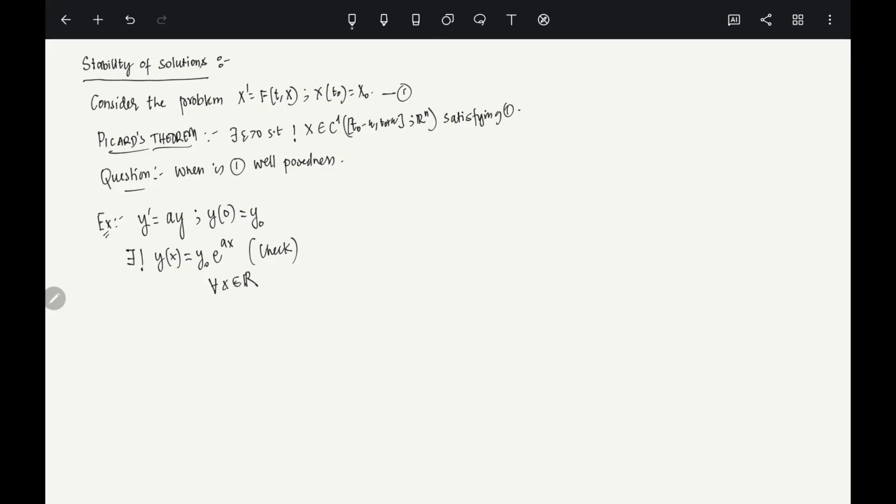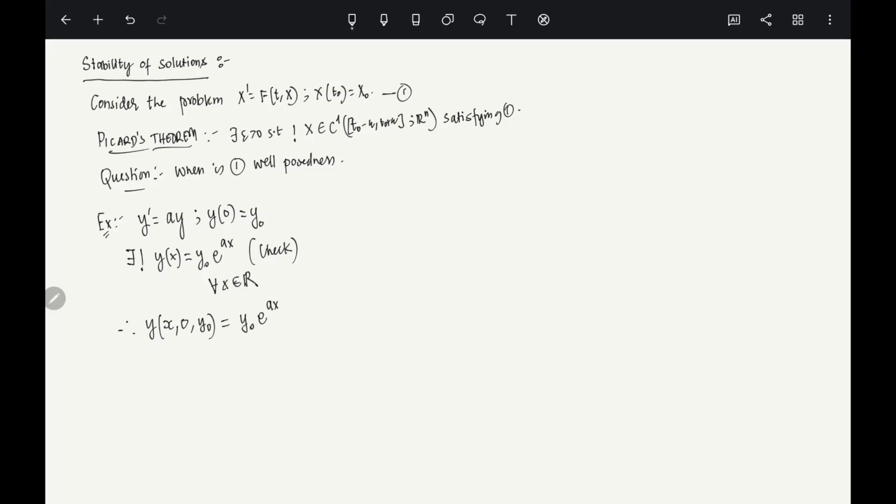Now, let us look at this. Therefore, if we write y as a function of x, the initial data is 0, and at the point 0 it takes y naught. Let us write it this way. So in that way, we can write it as y naught e power a x. Okay, this is the solution. I can write it like this.